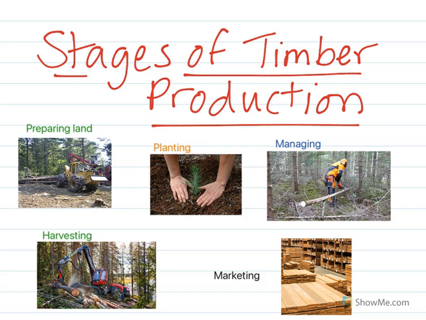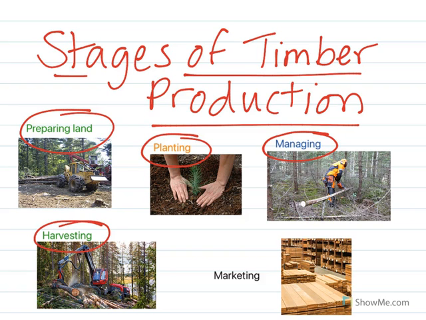If we have a look at the stages in timber production, first of all you have to prepare the land for planting. Then you plant your little baby trees. As those trees grow, some of them become sickly or don't grow as well, so you have to cut them down. That's the managing. Once the mature trees are ready for being made into timber, you harvest them, and then they are sent off to market.